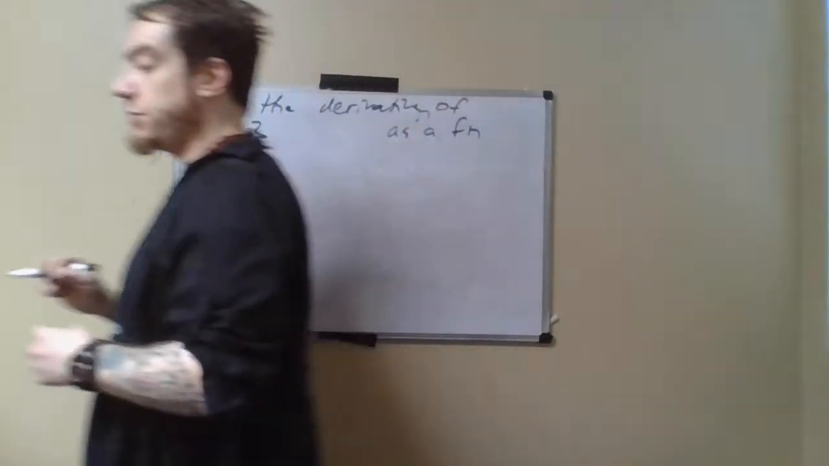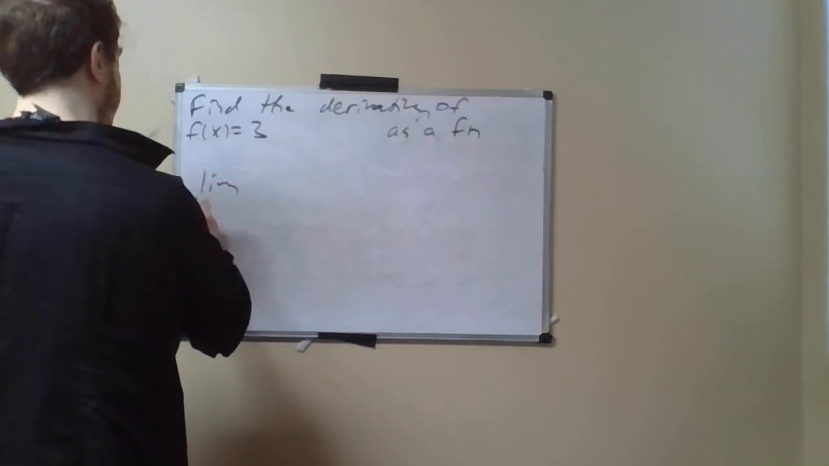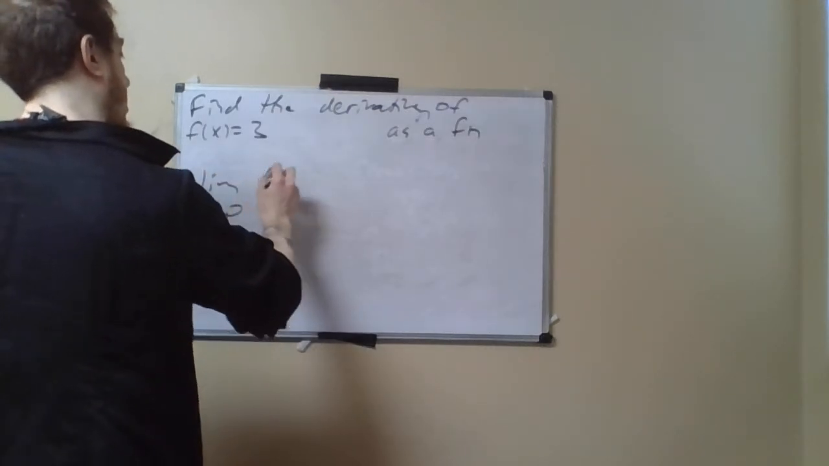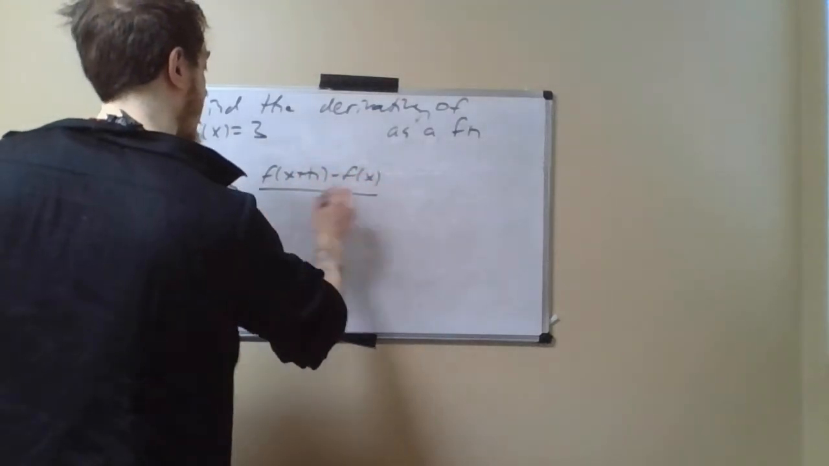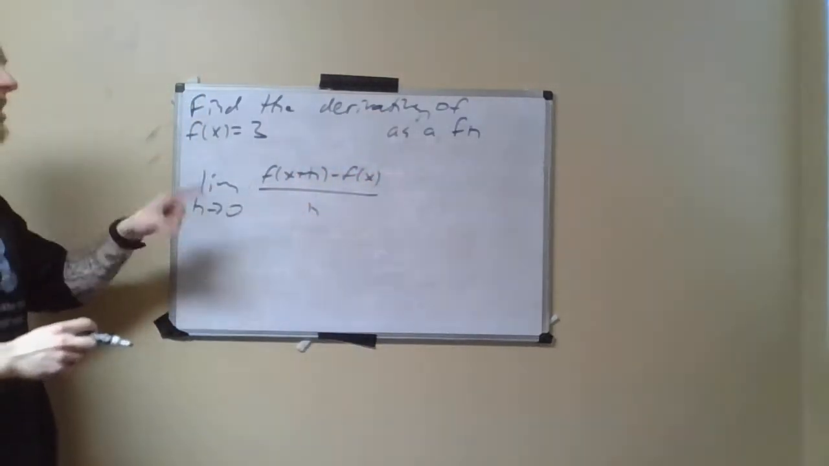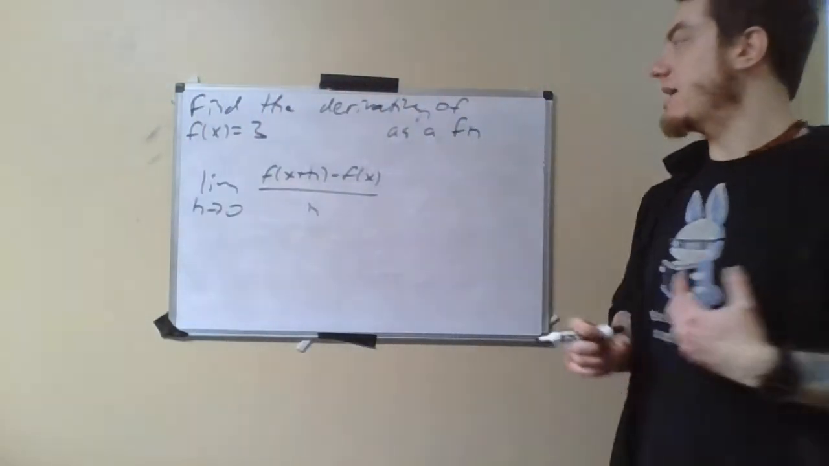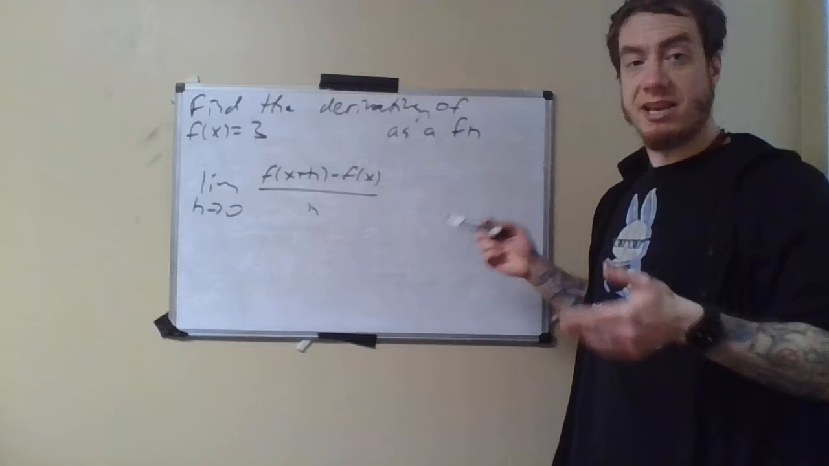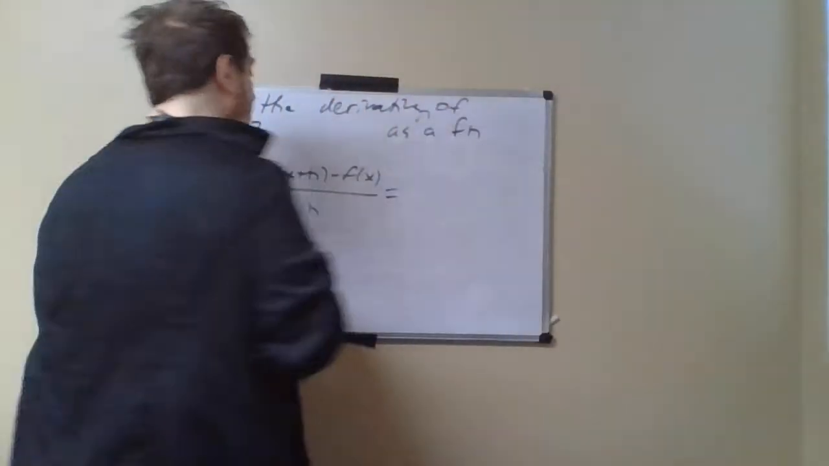So the way that we can do this is we can say, well, let's just take the limit as h goes to 0 of f of x plus h minus f of x divided by h, and we will leave the x as a variable. We will not substitute any particular value in for x here. So let's take a look at what happens.